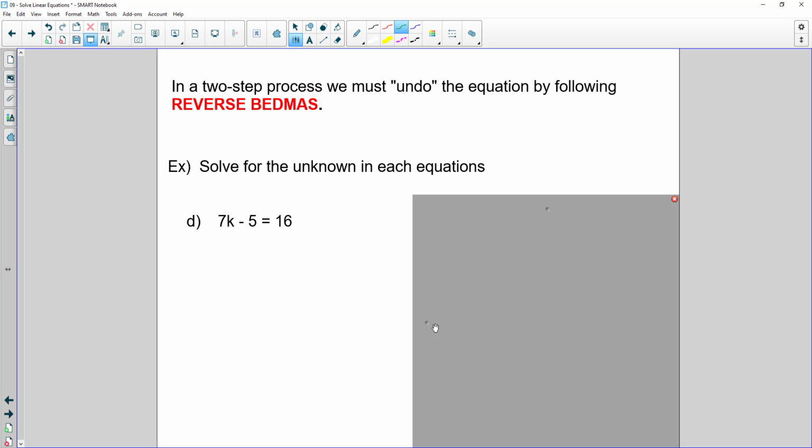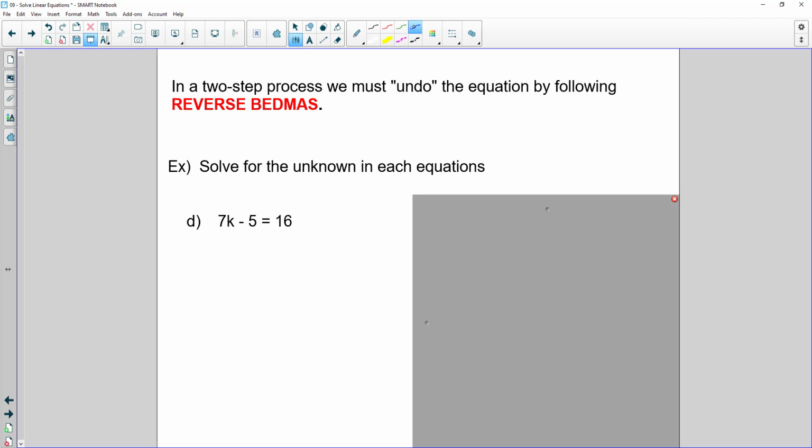So let's say I have this one here. 7k minus 5 equals 16. So there's two things stopping the k from being alone. We have 7 and we have that minus 5. So which one do we do first? Following reverse BEDMAS, we're going to get rid of the negative 5 first. That's subtraction. Normally in BEDMAS that comes last, but because we're undoing it, it's actually going to come first.